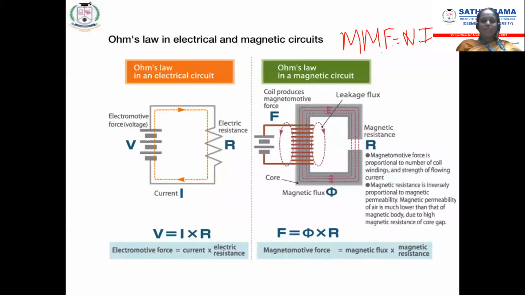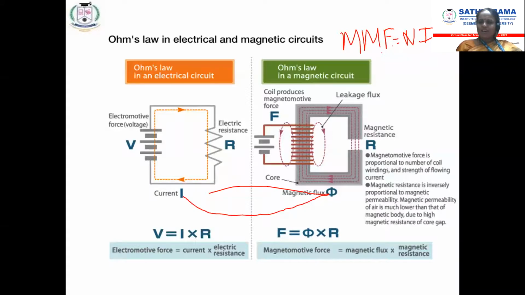So how am I correlating EMF and MMF? I can correlate the current and flux. Are you clear? We all know the current flows through the coil. Similarly, the flux also flows around the core. Some of the flux will be wasted. That is what we used to call leakage flux.